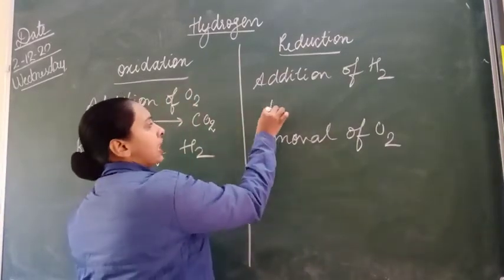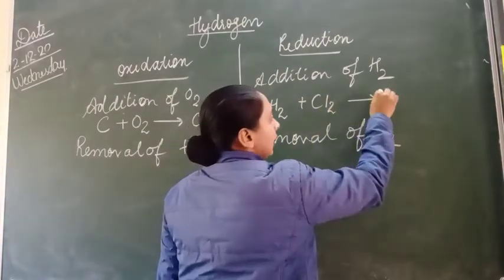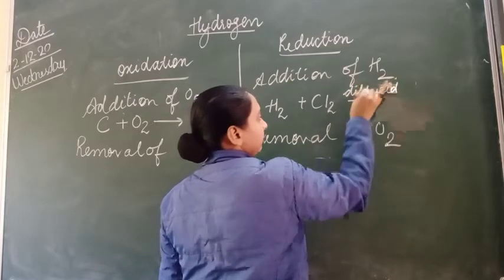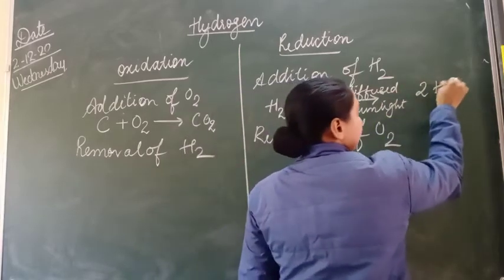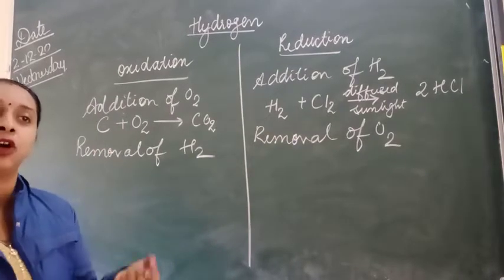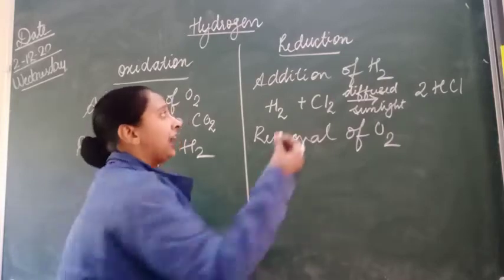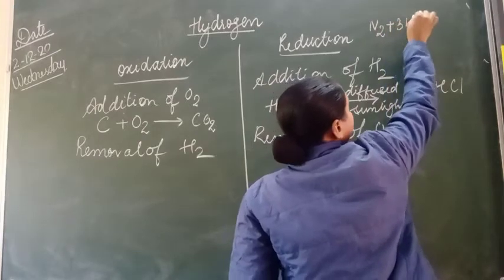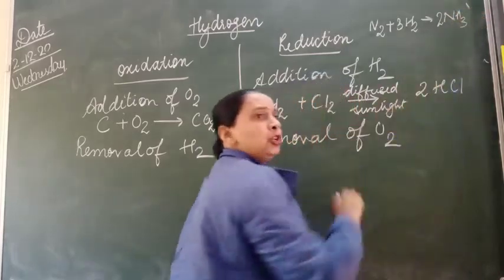Okay. Now here we have to show addition of hydrogen. Let us take a simple example. Hydrogen will react with chlorine in presence of diffused sunlight, and it gives us 2HCl. So this reaction is a very simple example to explain addition of hydrogen. Yes or no? Even for addition of hydrogen you can take ammonia, Haber's process: N2 plus 3H2 gives you what? 2NH3. This equation you can write.